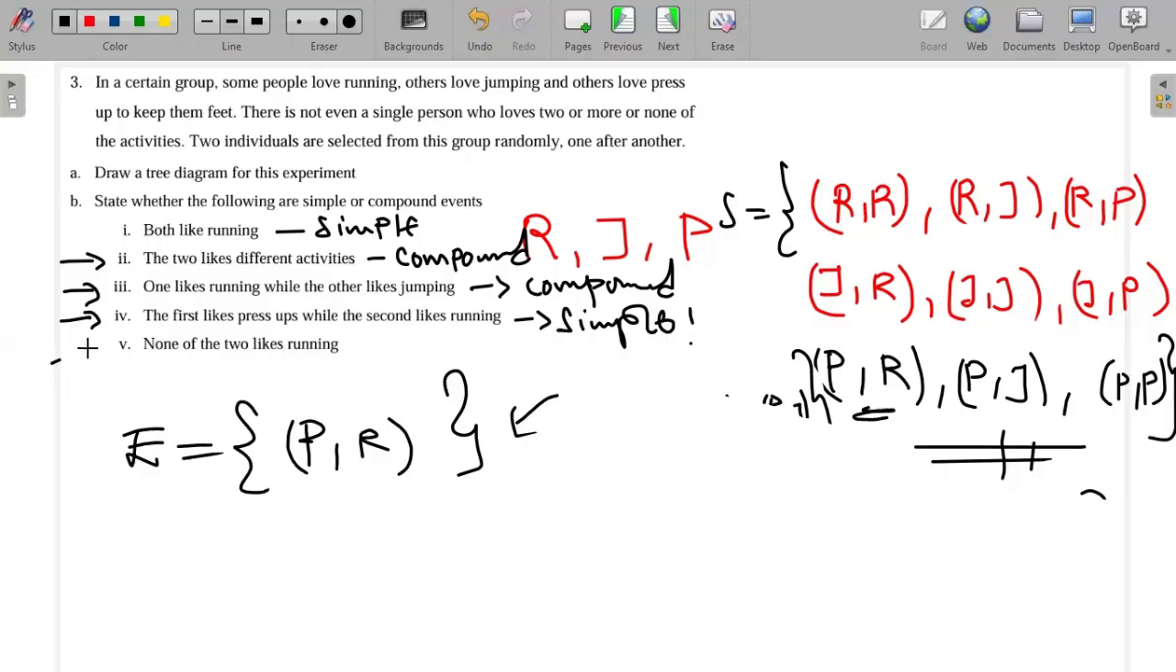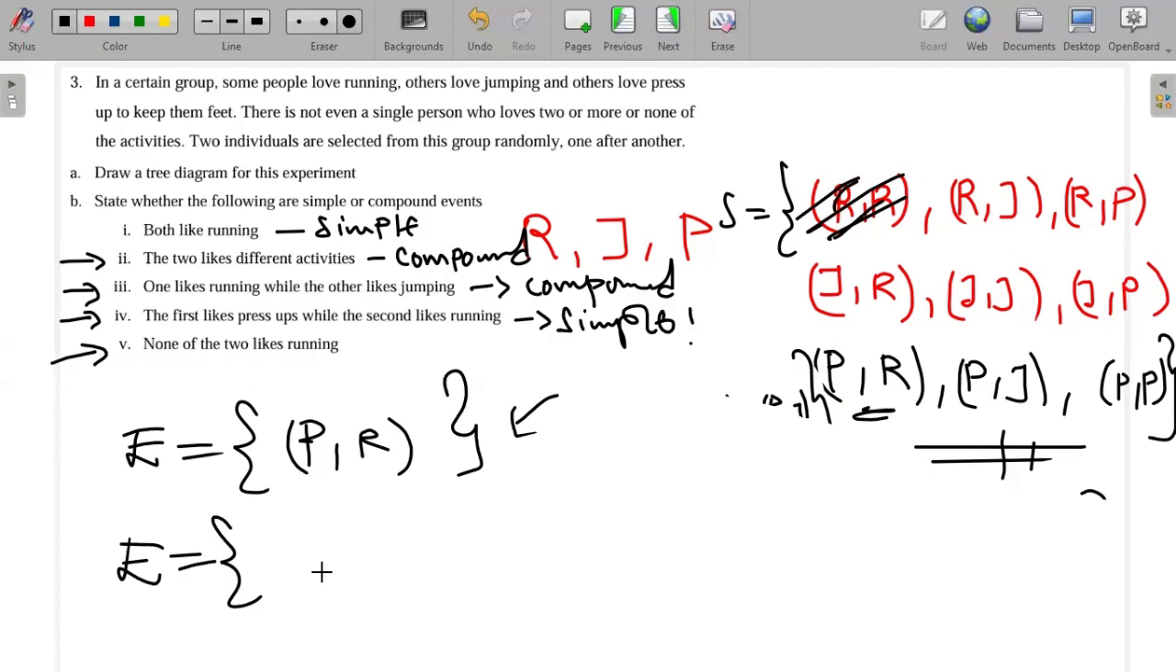Okay, and then the fifth one, they're saying none of the two likes running. Okay, so none of the two likes running. It means the event that contains everything here. Okay, apart from the what? From those who have running. So you list everything that is there apart from this part here.